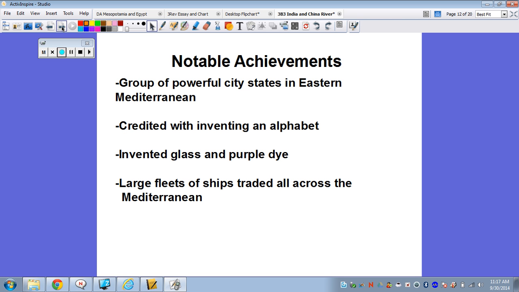So like we said, they're a group of powerful city-states in the eastern Mediterranean. They traded a lot over the sea. That's one of the big things you need to know. The other big thing you need to know is they invented the alphabet, or at least they're credited with inventing the alphabet. So whereas other civilizations we talked about maybe have pictograms or some form of writing like that, these guys are actually going to invent an alphabet and use that, and eventually we're going to get a more sophisticated written and spoken language. And they also invented glass and purple dye. So that's really all you need to know about the Phoenicians.